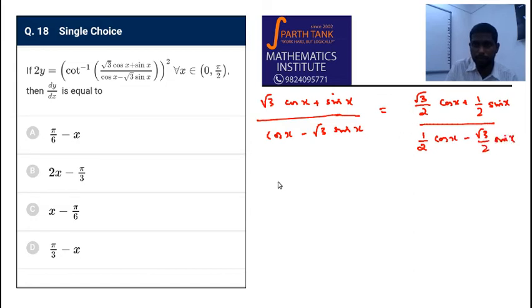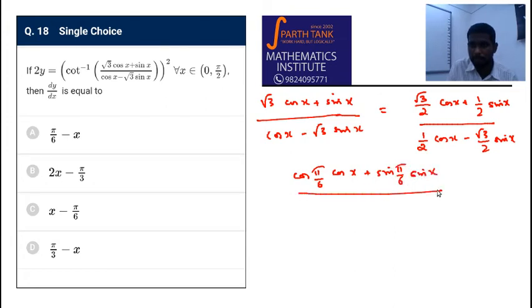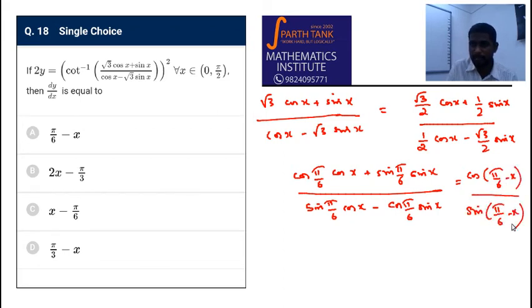Now if you know cos pi by 6 is root 3 by 2 and sin pi by 6 is 1 by 2, the denominator is sin pi by 6 cos x minus cos pi by 6 sin x. This is simple to say. The numerator is nothing but cos of pi by 6 minus x, and the denominator is sin of pi by 6 minus x. If you are able to see this, you know this is cot of pi by 6 minus x.